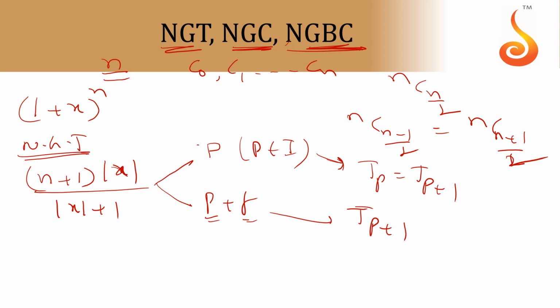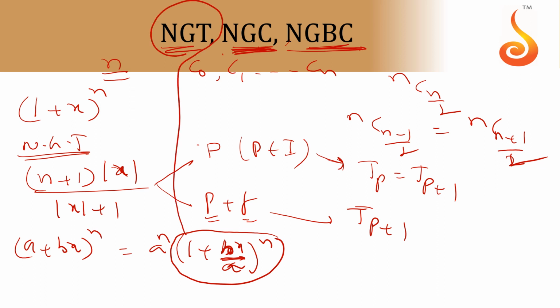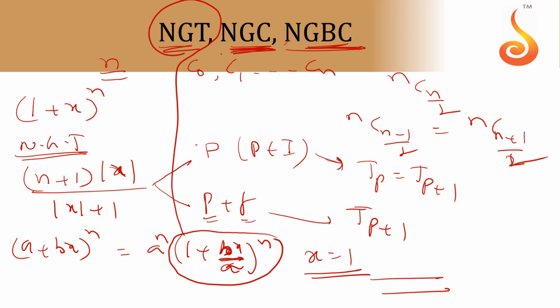Now, if you are given some (a plus bx) whole power n, you will take a power n common, (1 plus bx by a) whole power n. Then b by a also will enter into the coefficient. For NGC, the numerically greatest coefficient, what will you do? In this, you will calculate NGT only, but for the value of x equal to 1, because if you put x equal to 1, the NGT will become NGC, that's all. So NGT will become NGC. Please remember this concept, a very important concept.